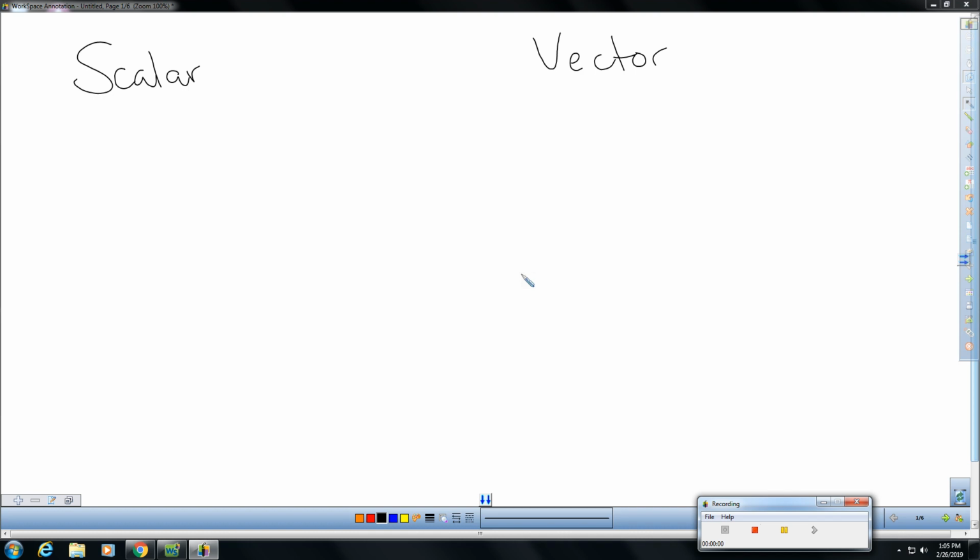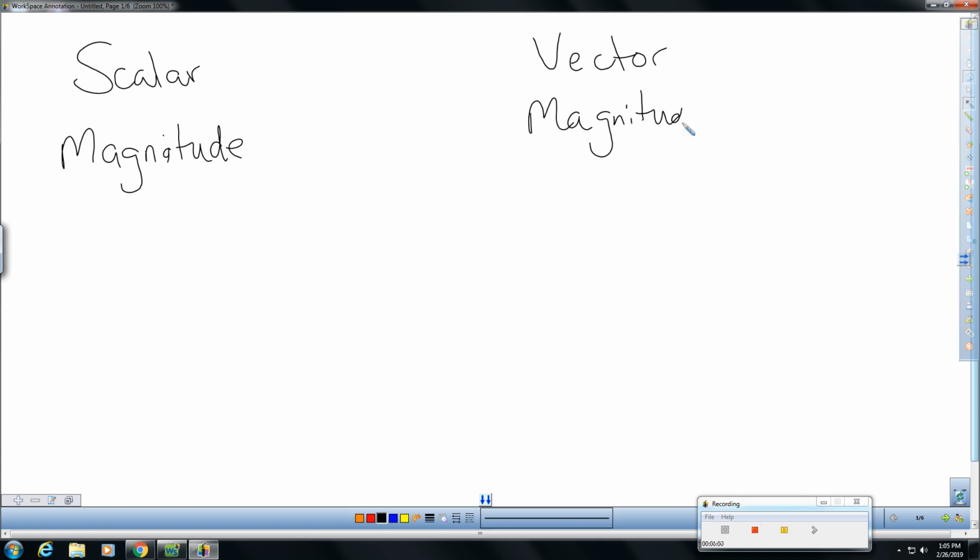So, Harrison, the first thing we need to be able to describe is the difference between scalar and vector quantities. Do you remember what scalar or vector means? Scalar is only magnitude. All right, so scalar is only magnitude.